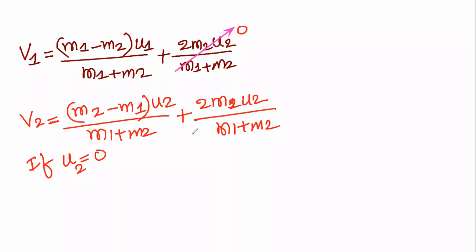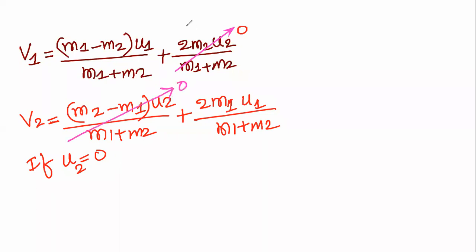Then for the second body, V2 is equal to (M2 minus M1) into U2 divided by (M1 plus M2), plus 2M1 U1 divided by (M1 plus M2). So initially, if the second body is at rest, U2 will be 0.